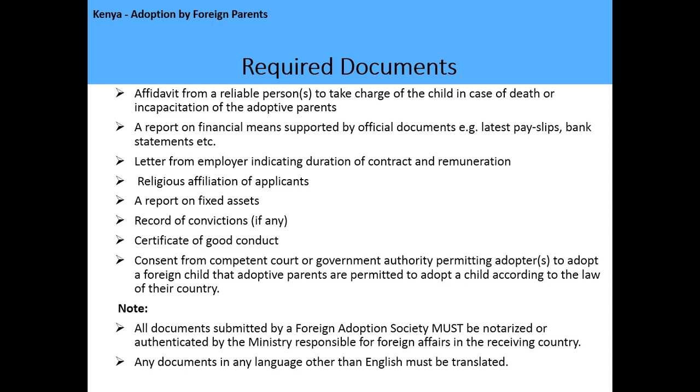You also need an affidavit from a reliable person to take charge of the child in case of death or incapacitation of adoptive parents, a report of financial means supported by official documents, for example, a latest pay slip or bank statement, a letter from employer indicating duration of contract and remuneration, religious affiliation of applicant, a report of fixed assets, a record of convictions if they have any, certificate of good conduct, and a consent from competent court or government authority permitting adopters to adopt a foreign child, that adoptive parents are permitted to adopt a child according to the law of their country.